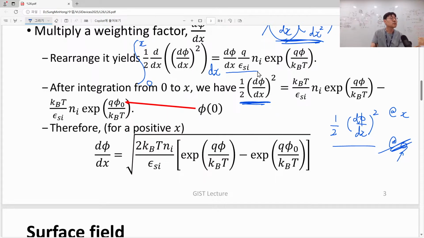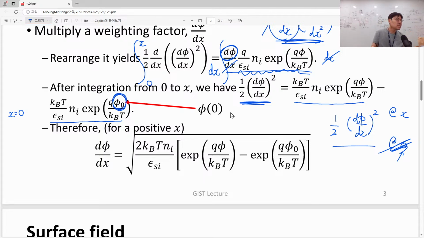And after that, this one can be easily integrated because we are now performing the x integral. So dx can be cancelled out, and we can just integrate this integral with respect to the phi variable. So that is shown here. Of course, this is the upper limit of our integration and the lower limit of our integration. And since the lower limit corresponds to x equal to 0, that's the reason why we need the potential at x equal to 0.